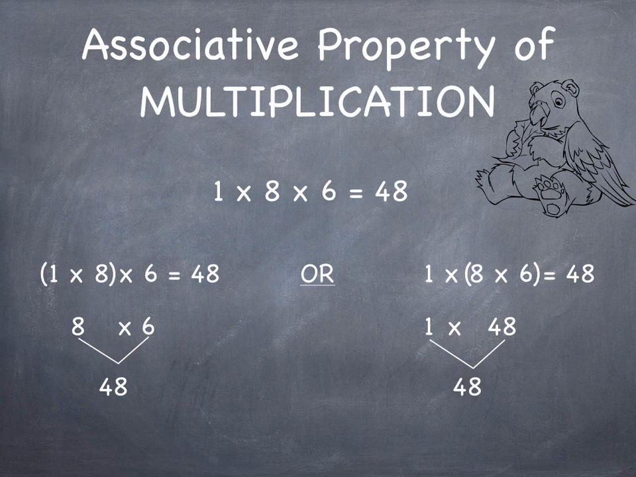So here is another example of the associative property, this time for multiplication, and notice that I did not rearrange the numbers. They're in the same order. I'm just using parentheses to show what should be done first.